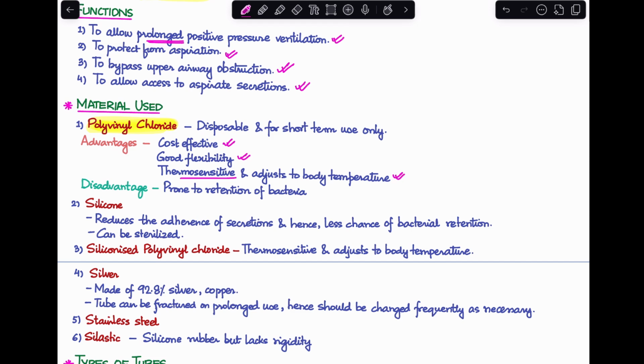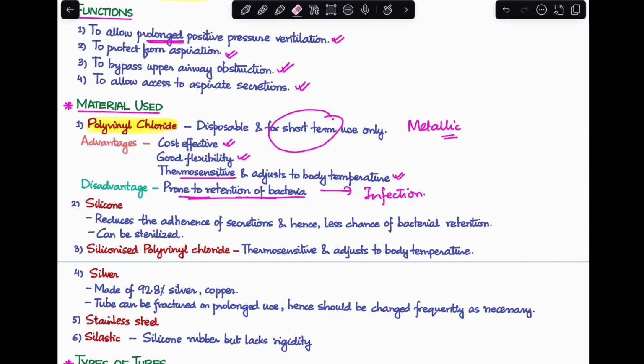adjusts to body temperature. But the disadvantage of this tube is that it is very prone to retention of bacteria, thereby increasing the chances of infection. So therefore, we should only use it for a short-term purpose. If you have to use it for a long-term purpose, in that case, we would prefer to use metallic tubes over this. Second type of material is silicone.